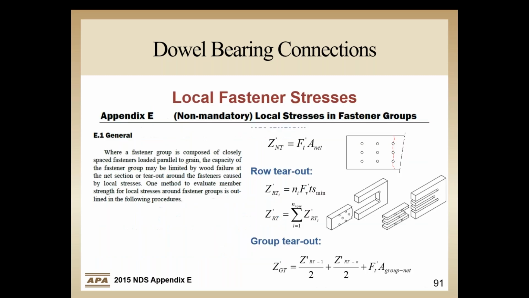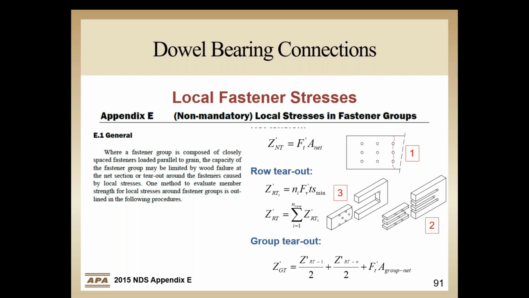Section 11.1.2 noted that local stresses can be considered using Appendix E as one method. Appendix E is listed as non-mandatory, which means other methods deemed appropriate by the design professional can be used. However, for this presentation, we find that the method detailed in Appendix E is appropriate. So let's review these requirements and what we are checking. Appendix E leads the designer through the stress checks for the three failure modes: net tension, where capacity of wood through the cross-section fails; row tear out, where the individual rows tear out; and group tear out, where a large section tears out. This is a combination of row tear out and net tension failure.